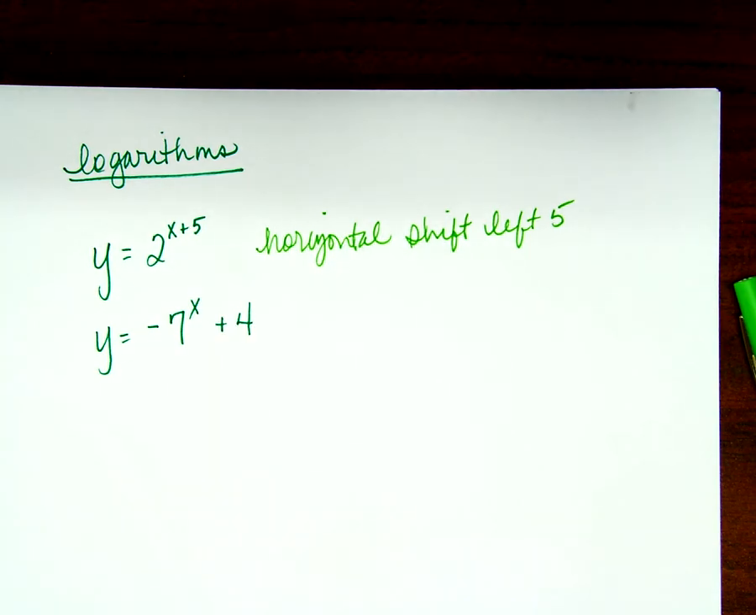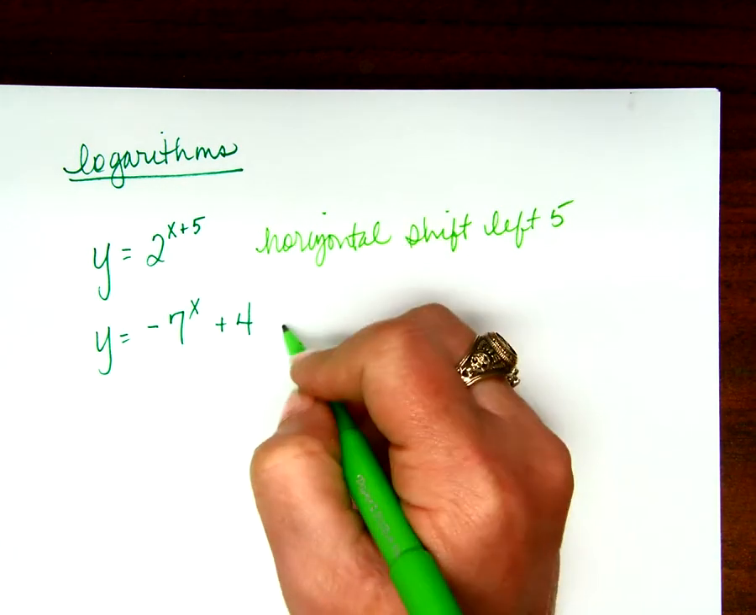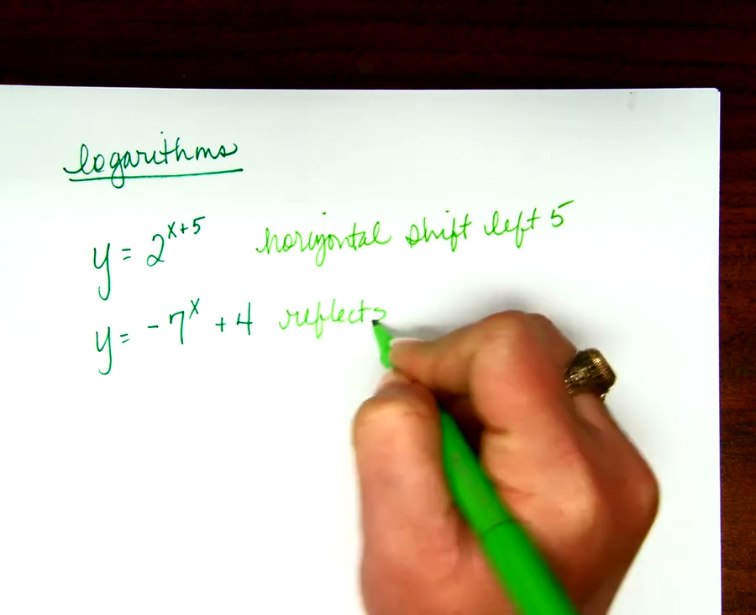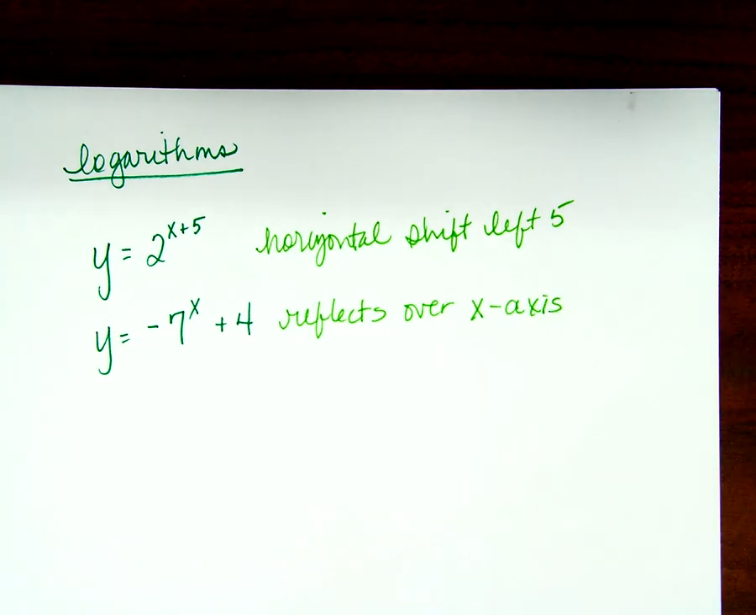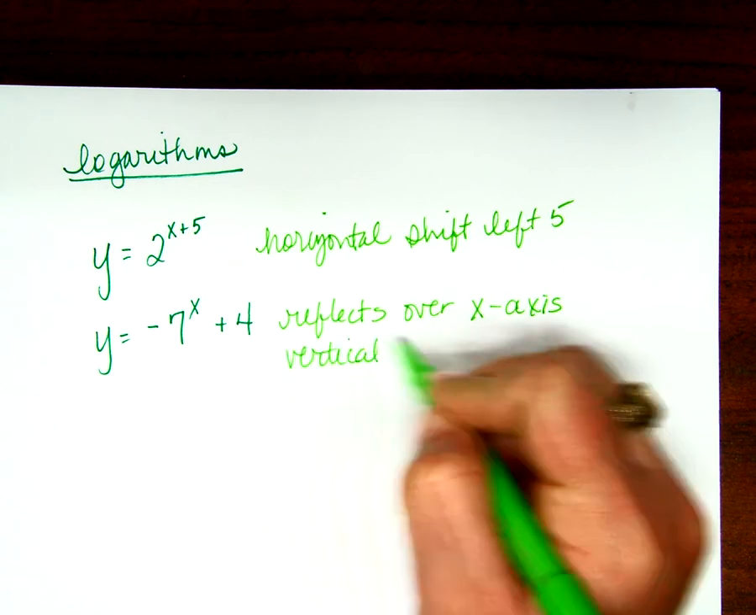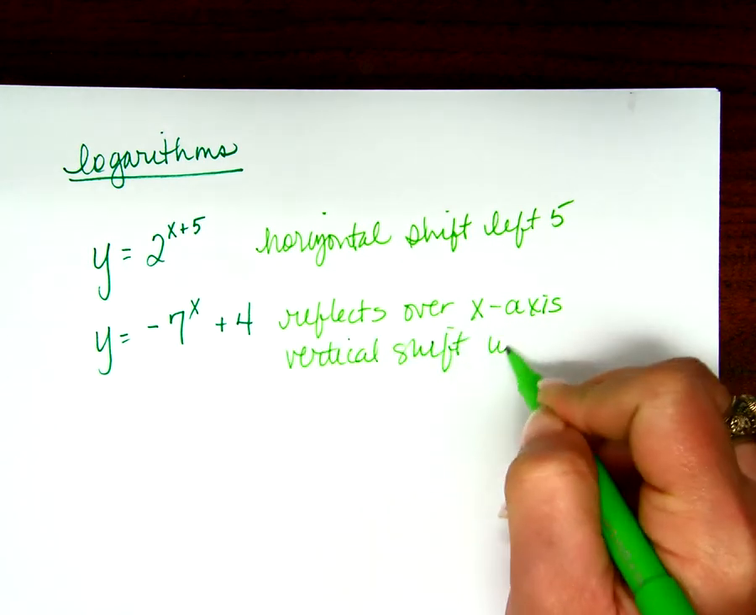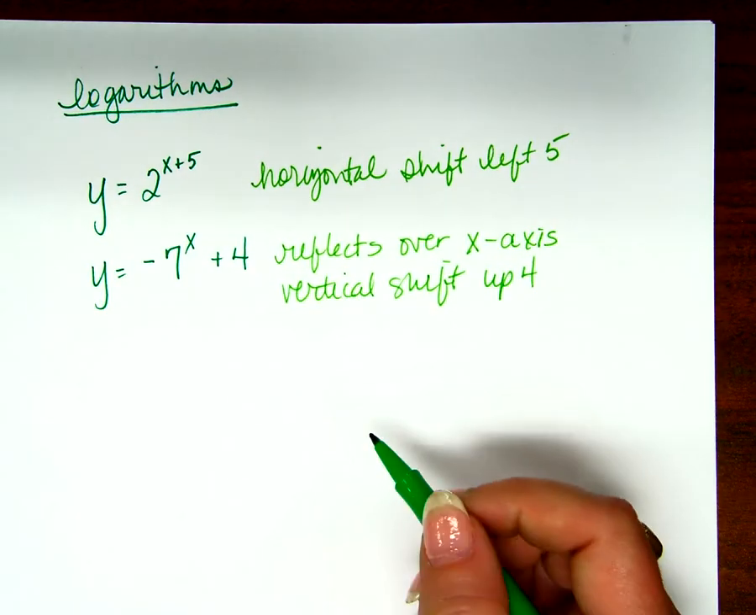What about that one? It is. Why? The negative in front, the negative multiplier in the front, that is a reflection. It reflects over the x-axis, absolutely. So vertical shift. Up 4, absolutely. Any questions? Okay. Do I need to do any more exponential or you got that okay?